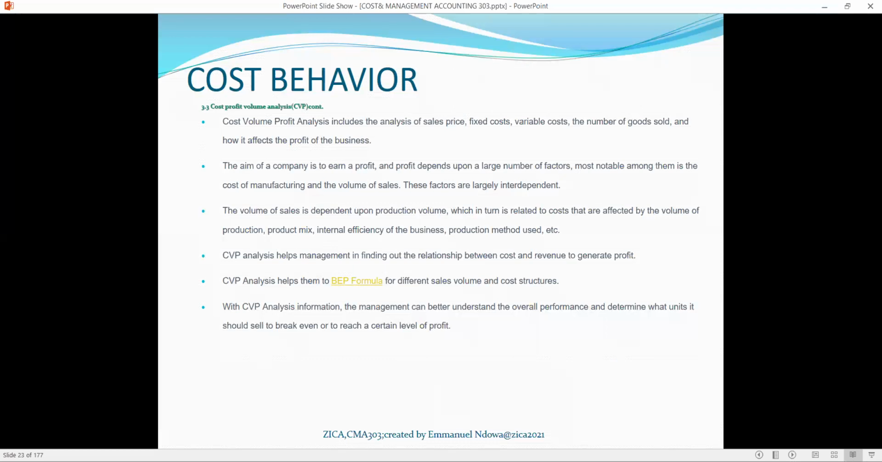So it is up to the cost and management accountant, when analyzing the profit volume analysis of the company, to be in a position to highlight to the managers whether we can run this company as a going concern, or whether we should make a decision to shut down, as highlighted by the pictorial behavior of the cost volume profit analysis. So that's the main essence of profit volume analysis.